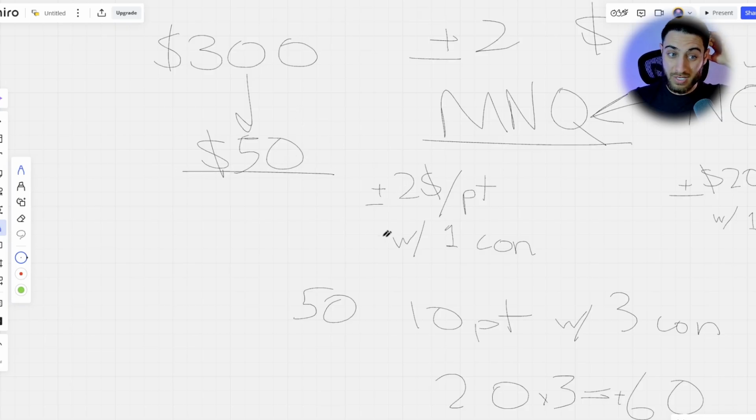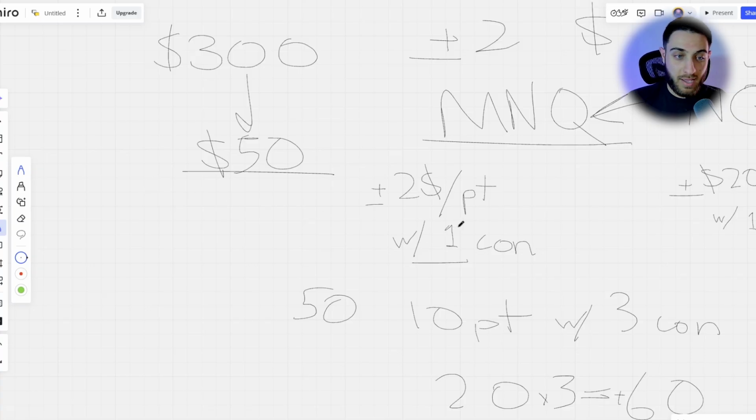Okay, so $50 and you could trade with one contract, which means you can make or lose $2 per point. Okay, so if you catch a 10-point trade, like we mentioned earlier, $2 per point, that's a $20 trade. You made $20 profit on your trade, okay?